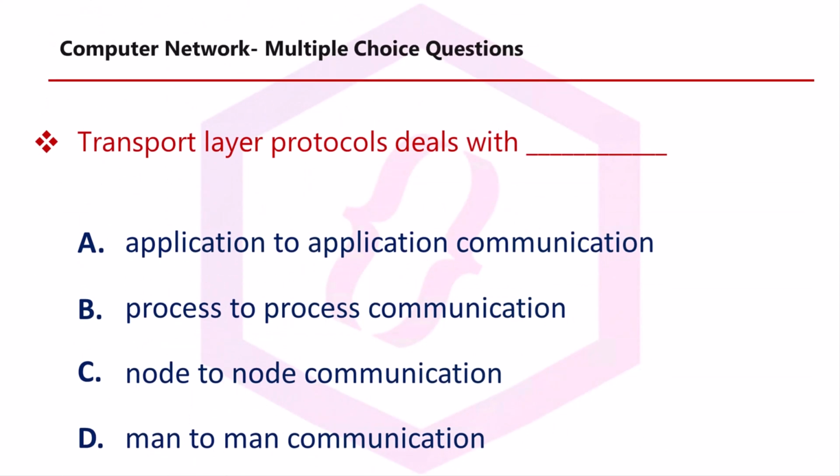Transport layer protocols deal with dash. Option A, application to application communication. Option B, process to process communication. Option C, node to node communication. Option D, man to man communication. And the correct answer is option B, process to process communication.